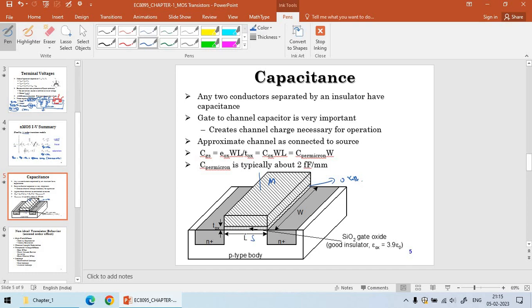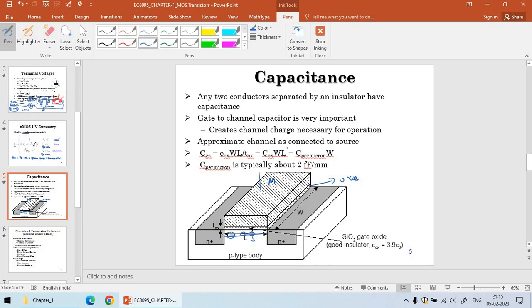So the channel, when it is operated in saturation region, will be created below the silicon dioxide layer. On the surface below the oxide layer, we are going to create a channel. So this is going to be my channel where current conduction is going to take place. The gate is going to act as a plate of the capacitor, and the oxide layer is going to act as a dielectric, and we are going to obtain a capacitor. So any two conductors separated by an insulator will have capacitance. Gate to channel capacitor is very important. That is what we have discussed.